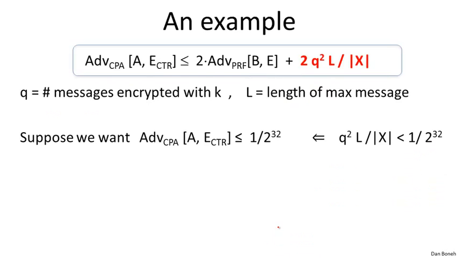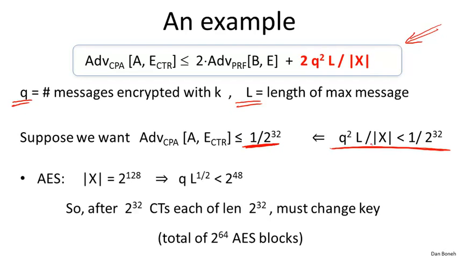Let's see a quick example of that. So here's again the error term for counter mode. Remember, Q is again the number of messages encrypted with the key, and L is the length of those messages. As before, just as in the case of CBC, suppose we want the adversary's advantage to be at most 1 over 2 to the 32. That basically requires that this Q squared L over X be less than 1 over 2 to the 32. And so for AES, if you plug in the values, X is 2 to the 128, 128-bit blocks. So Q times square root of L should be less than 2 to the 48.